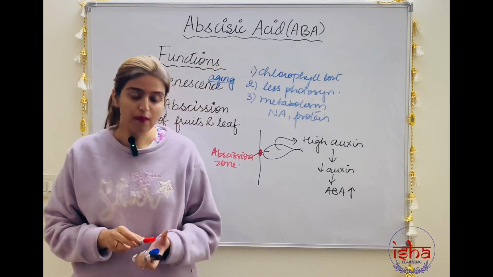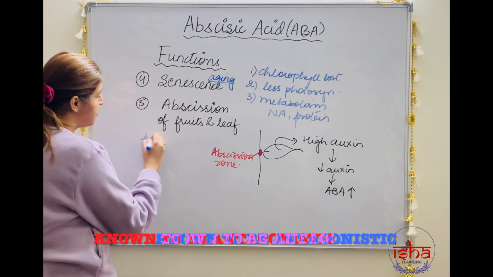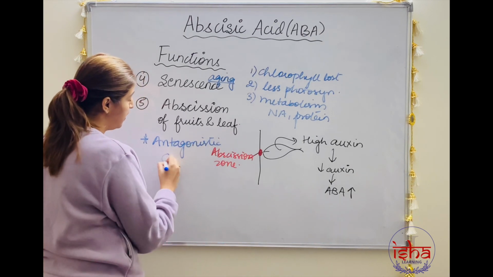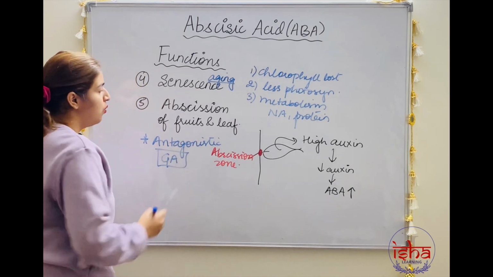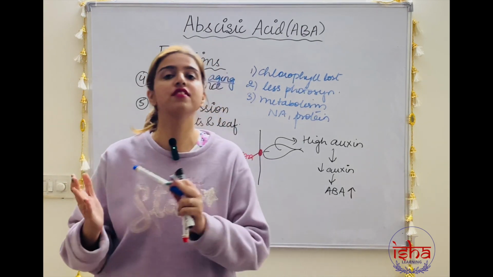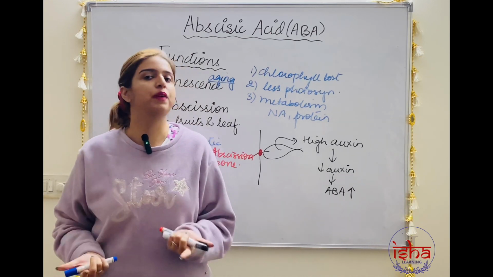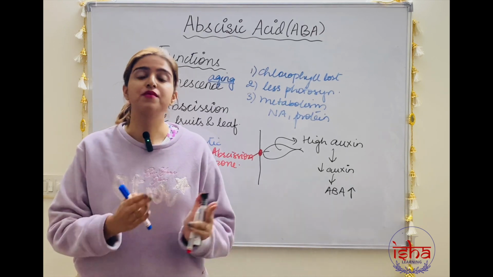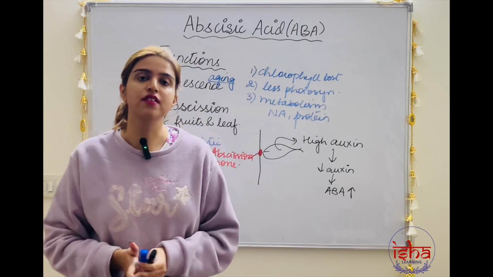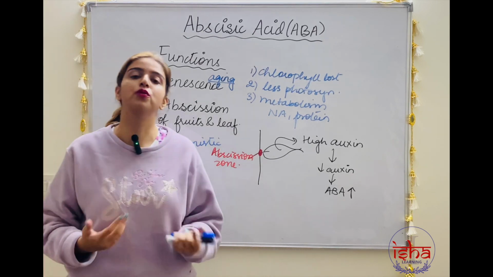Now let's talk about some more facts about abscisic acid. It is also known to be antagonistic to gibberellins or gibberellic acid. What is an antagonist? Antagonist is something that works against something, reverses the effects of something. Let's say gibberellic acid is known to cause seed germination, and we know that abscisic acid is known to induce seed dormancy. There are several other functions because of which abscisic acid is known to be antagonistic to gibberellic acid.